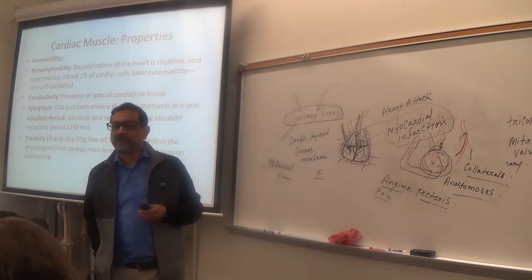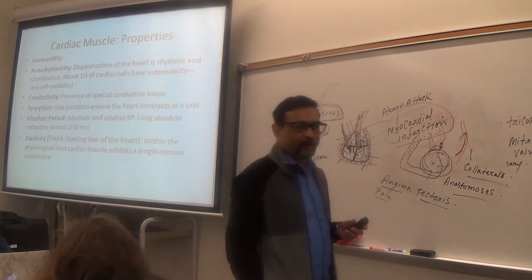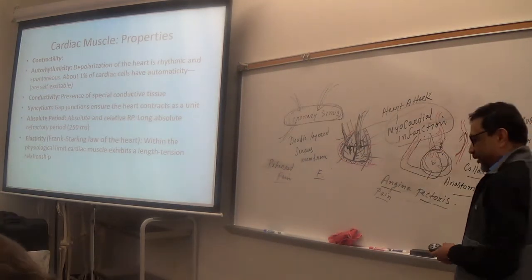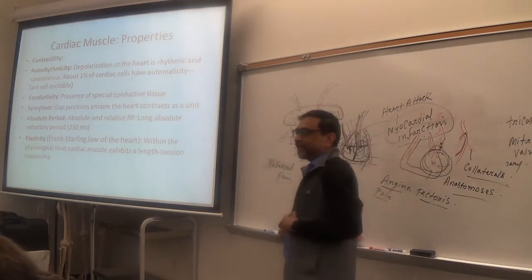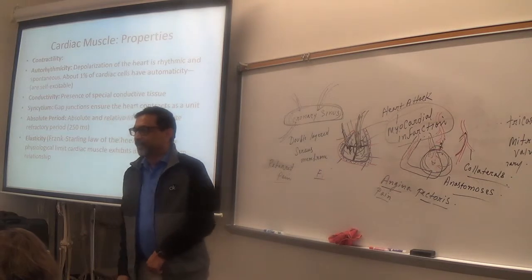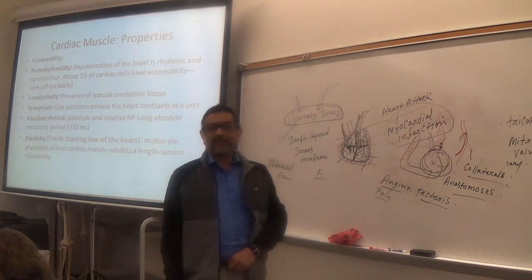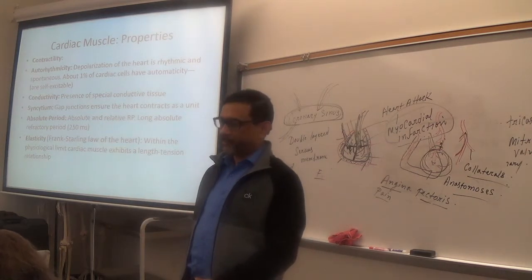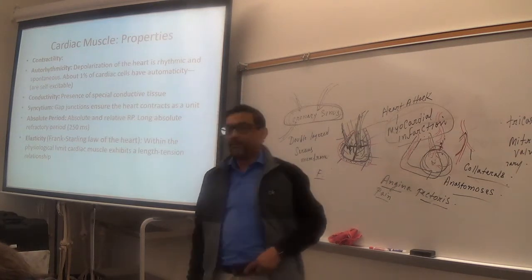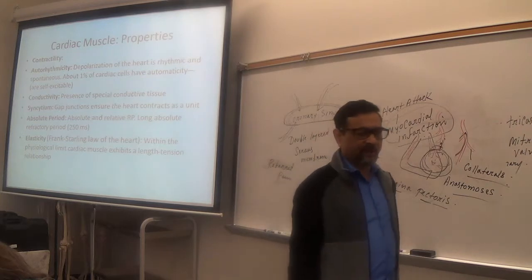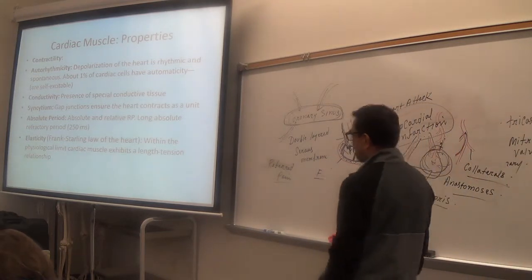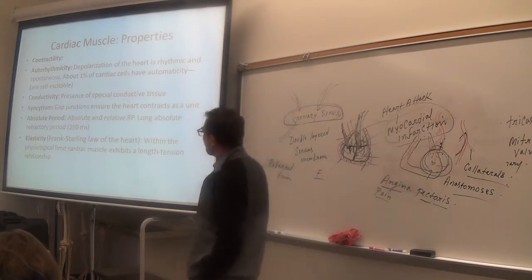Physiological properties of heart muscle. Heart muscle is different than skeletal and smooth muscle because it has certain properties, and those properties make the heart muscle different than other muscles. So those are the properties of the cardiac muscle.